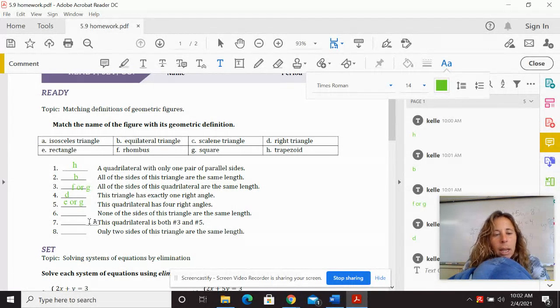Number 6, none of the sides of this triangle are the same length. Well, we've already used equilateral and right, so it's either isosceles or scalene. Do you remember which triangle has sides that are all different lengths? It's going to be your scalene.